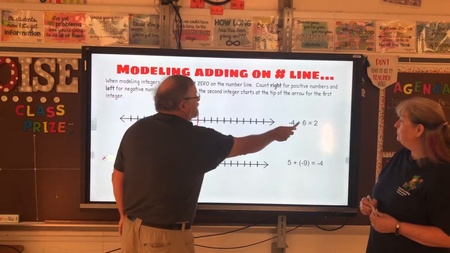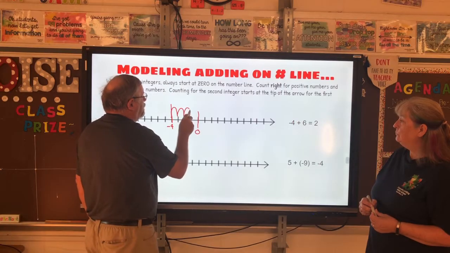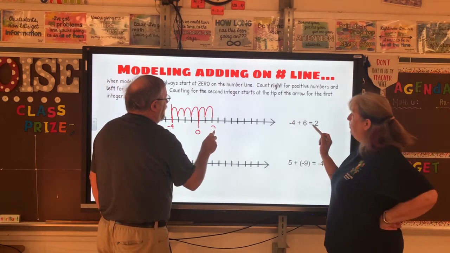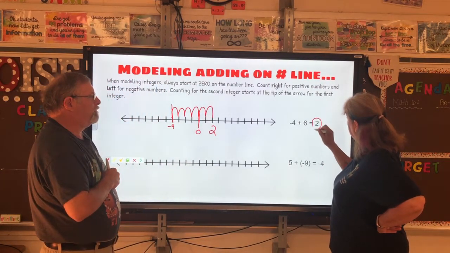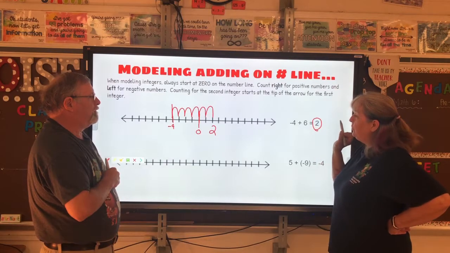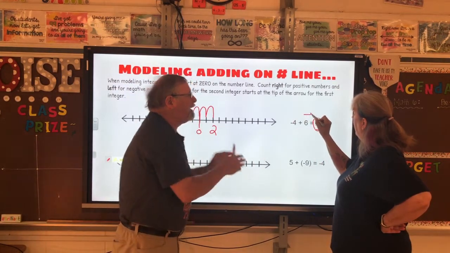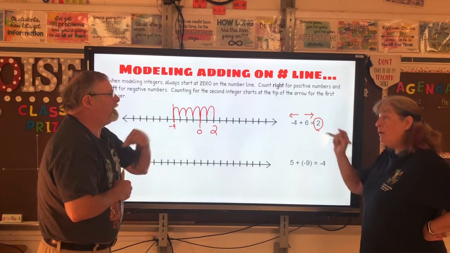And then I'm going to move 6 spaces. So I'm going to move 1, 2, 3, 4, 5, 6. Now, I'm going to end up at 2. So you move 6 spaces. Why did you go to the right? Because positive numbers are to the right and negative numbers go to the left. Okay. Would you like me to do the next one? I would love for you to do that.